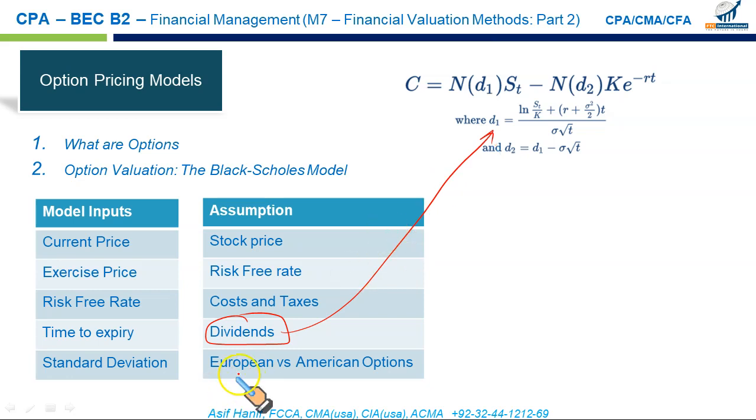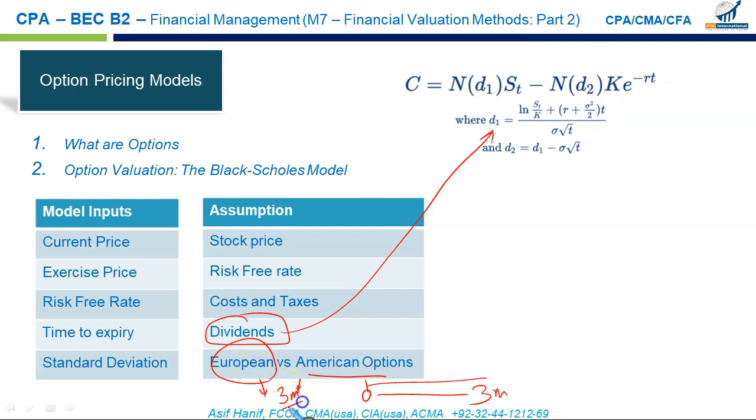Then finally, the last very important assumption: the Black-Scholes model is applicable only to European options. Now, what's the difference between European and American options? European options can only be exercised at the expiry date. Let's say the term of the call or put option is 3 months, then a European option can only be exercised at the end of the 3rd month, right? Whereas American options can be exercised at any time between the start and the end of the 3rd month. That's a very important distinction.